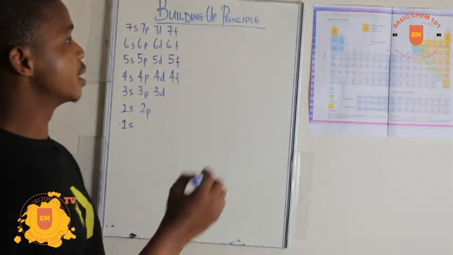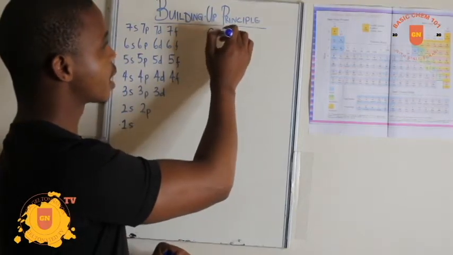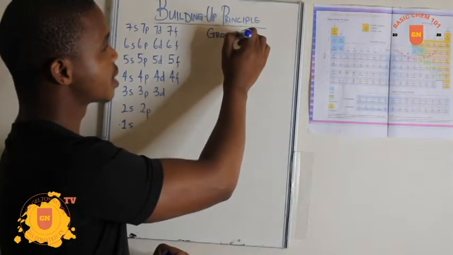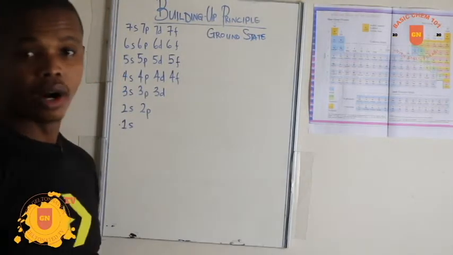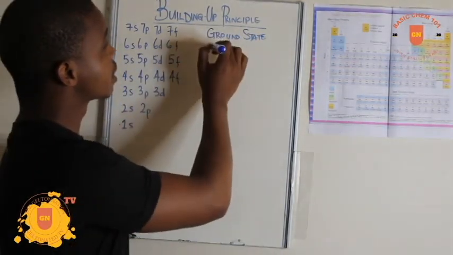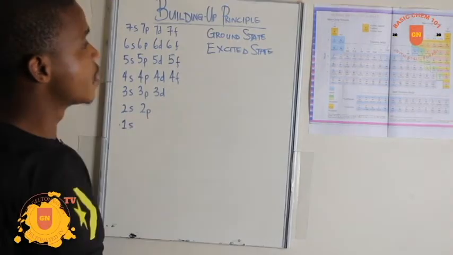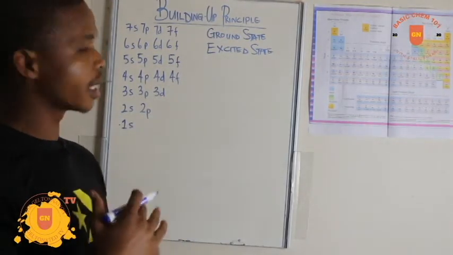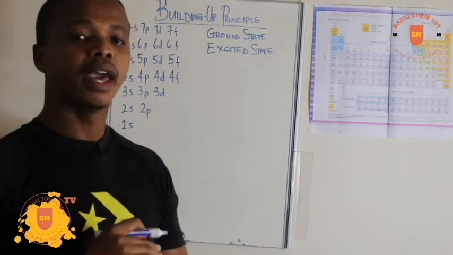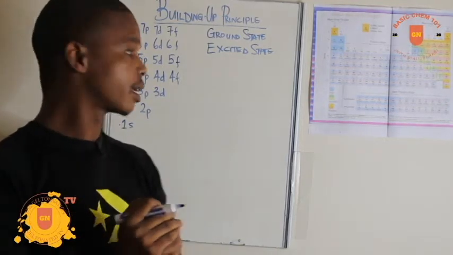So let's look at electron configuration and say there are different possible ways of writing electron configurations, and one of them would be writing your electron configuration in a ground state, or writing your electron configuration in an excited state. So atoms, when they have electrons, they have energies that are there.